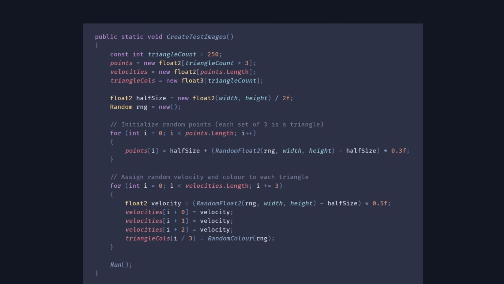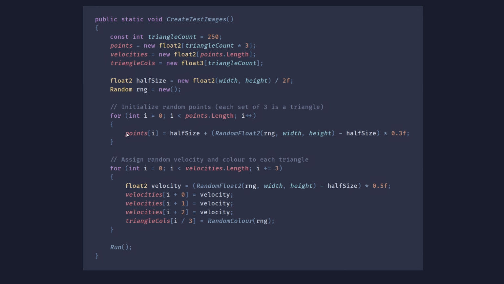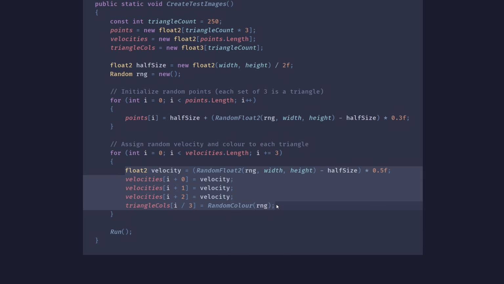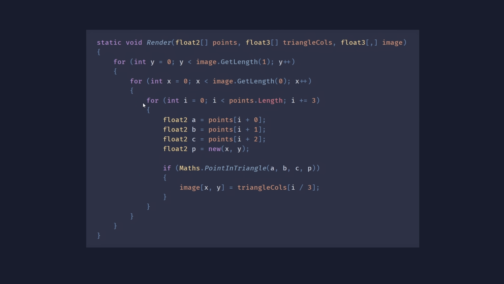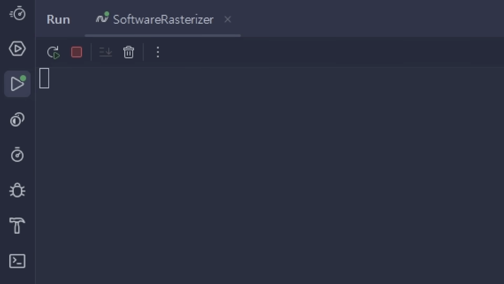So to test a wider variety, I've quickly set up a whole bunch of randomly initialized triangles. They also have random velocities and colors, and I've set them to just bounce around the screen for fun. Then in our image loop, we loop over each set of 3 points, run our triangle test on those, and of course color in the pixel if it passes. Now we just need to wait for this to render.